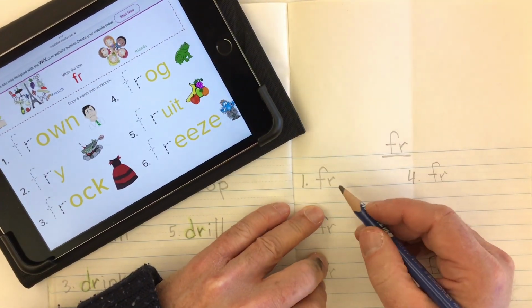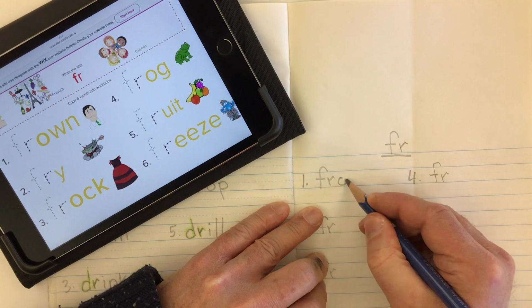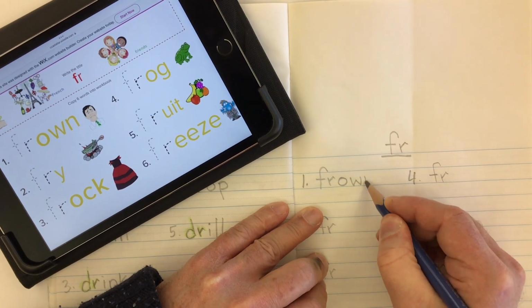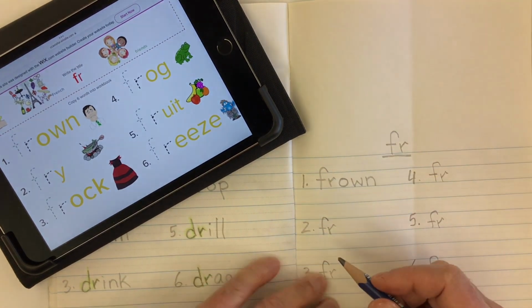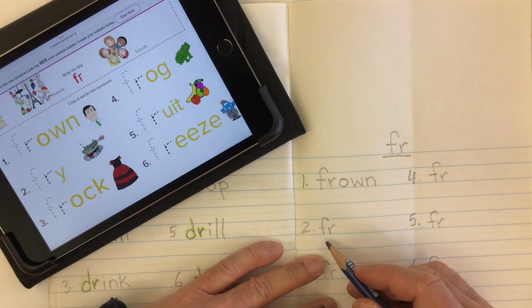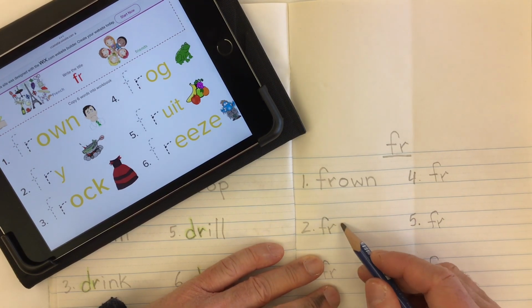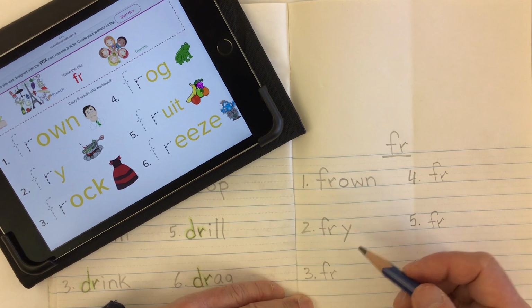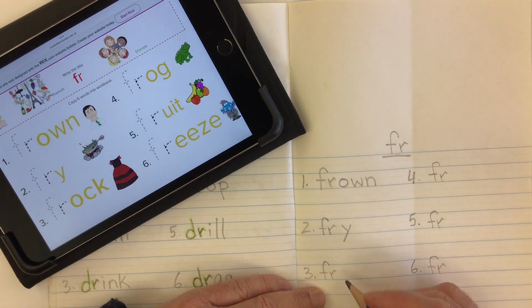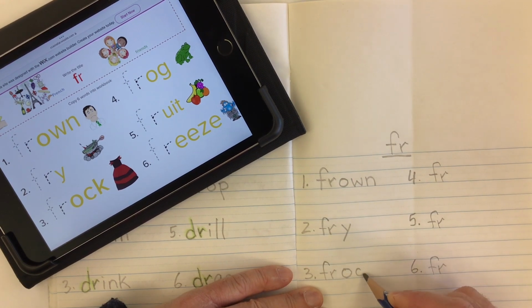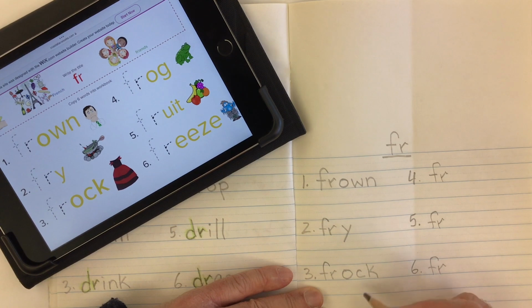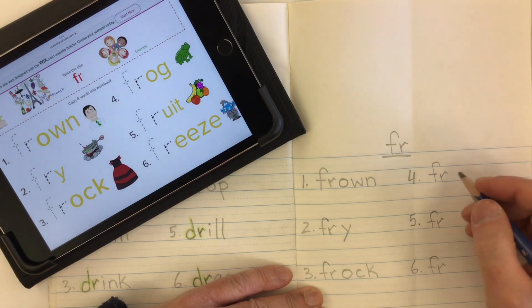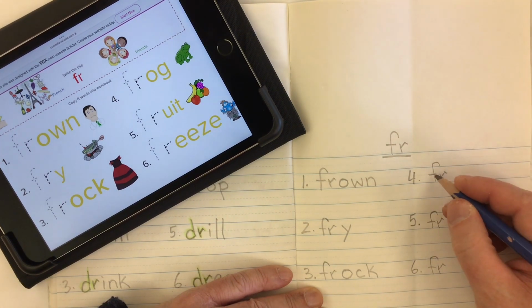Word number one is frown. F-R-O-W-N, frown. Word number two is fry, like a fry pan. F-R-Y, fry. Word number three, an old-fashioned word for a dress, is a frock. F-R-O-C-K, frock, a dress.